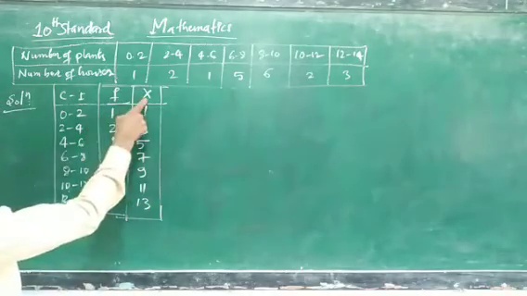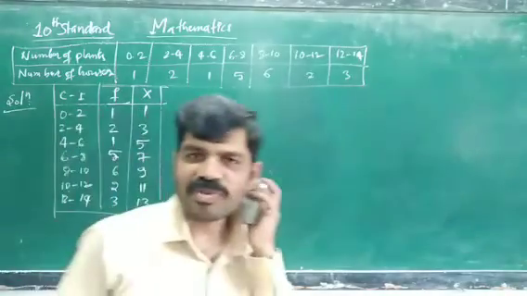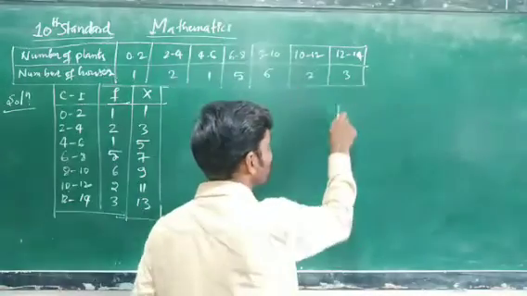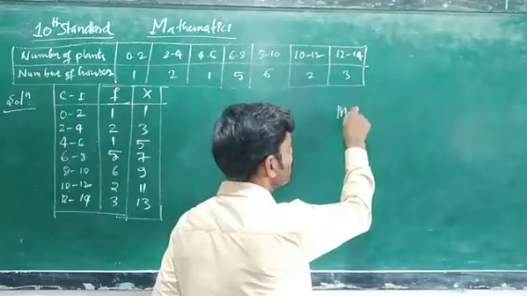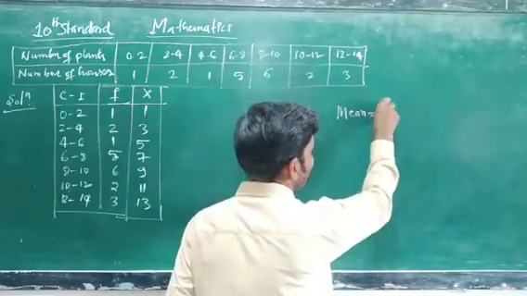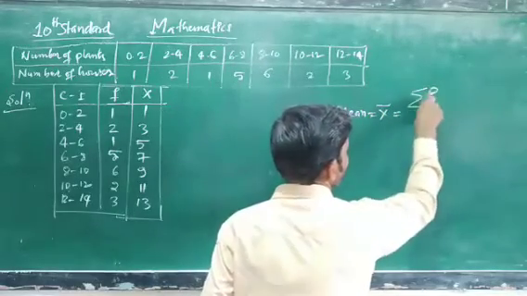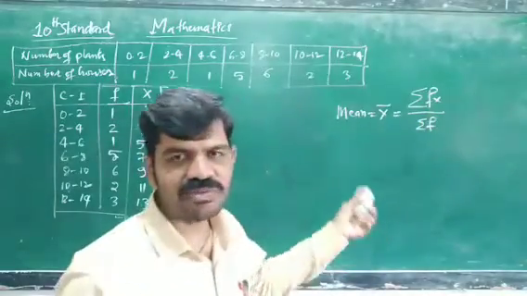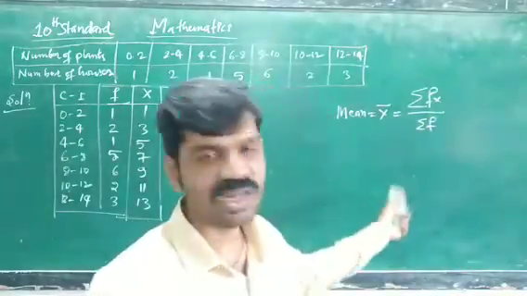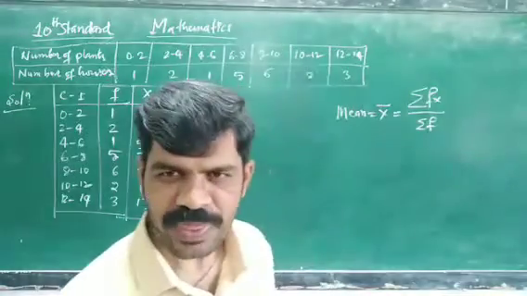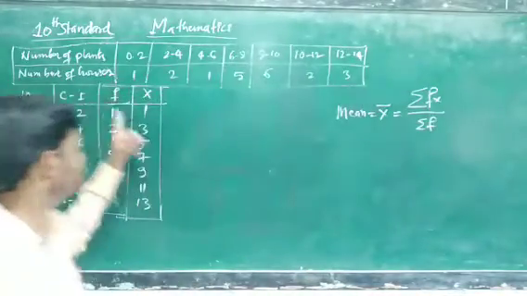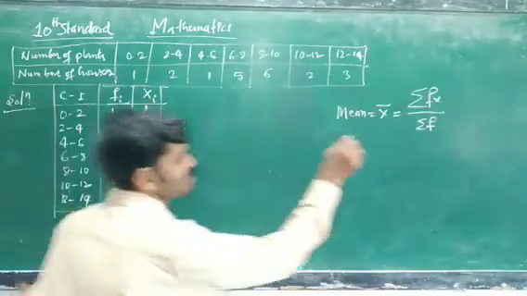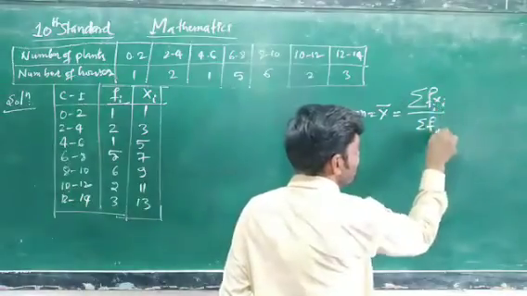Then we have fx, and we know the formula for the mean of grouped data: x bar is equal to summation of fx divided by summation of f, that is, summation of fi xi divided by summation of fi. That is the formula. Here we have f and x, so we can write them as fi and xi.